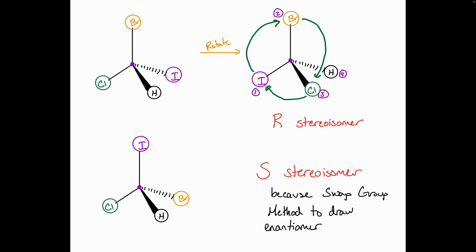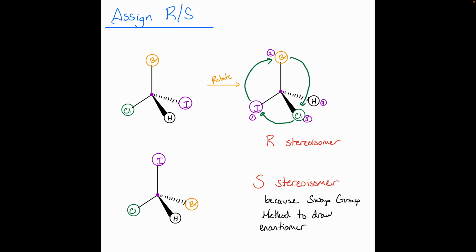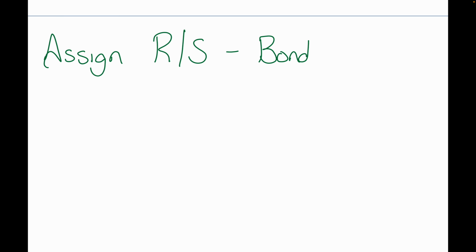Okay, so that's all well and good when we have these tetrahedral structures that we're looking at, but we're actually more used to looking at molecules in what we call our bond line structure, not in these tetrahedral kind of structures here. All right, so how do we assign R and S for bond line structures?